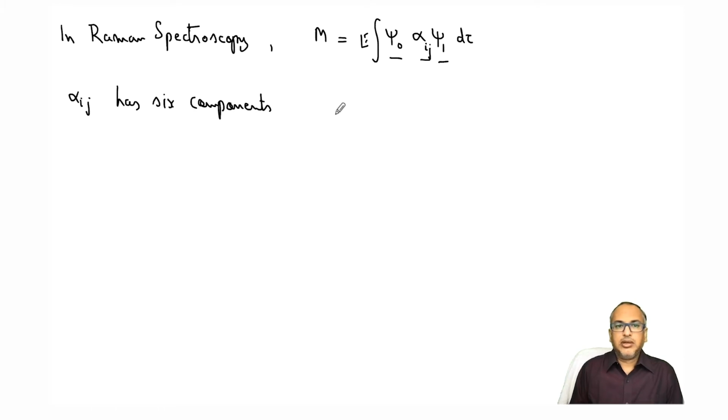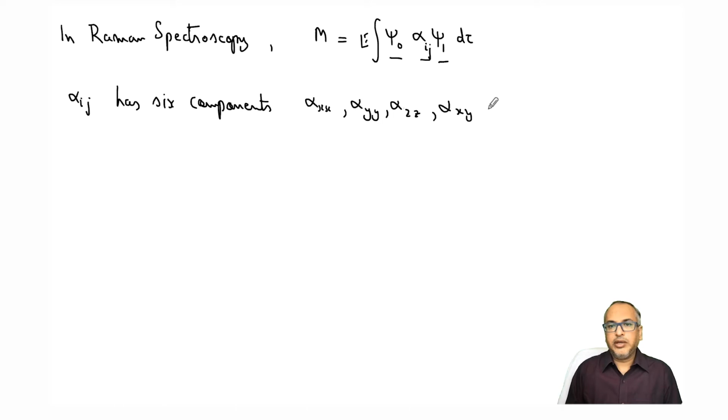Remember the tensor, which is alpha xx, alpha yy, alpha zz, alpha xy, alpha yz, alpha zx, right? So alpha ij has 6 components, and if any of these components survives in this integral, the whole m will be non-zero and the mode will be Raman active. Okay.